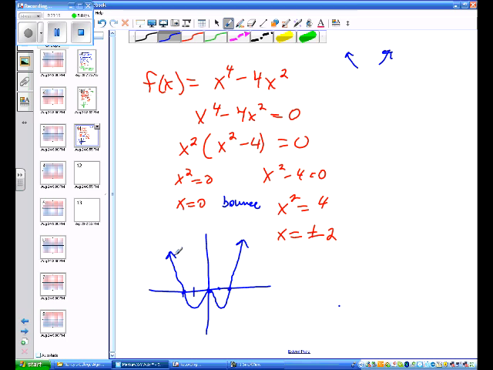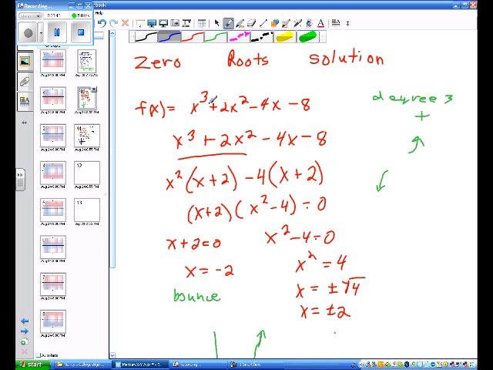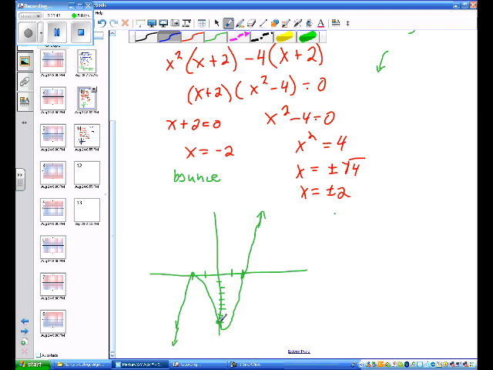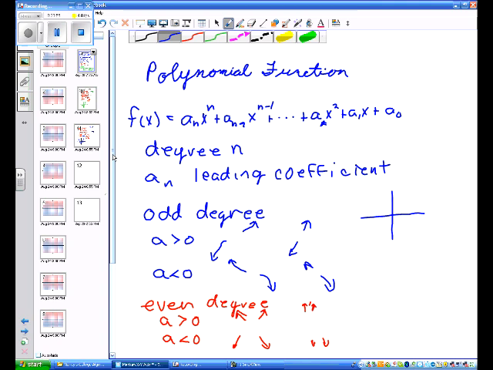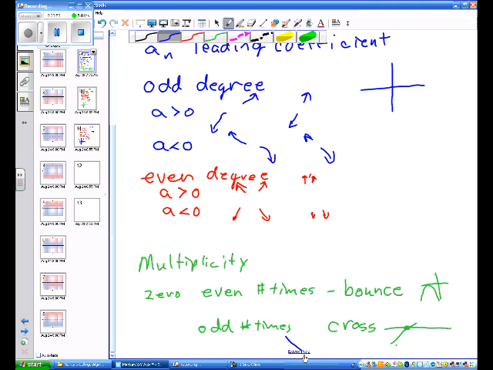Now, the number of times that a graph can turn is determined by the degree. Any graph can turn n minus 1 times. So since this was to the 4th degree, the most number of times that we could turn in this graph would be 3 times. We don't have to turn 3 times, but that would be the most that we could turn. And we did. We turned 1, 2, 3 times. In the other one that we did, our degree was 3, so the most number of times we could turn would be twice. And we did. 1, 2. So the number of times that your graph can turn is 1 less than the degree.